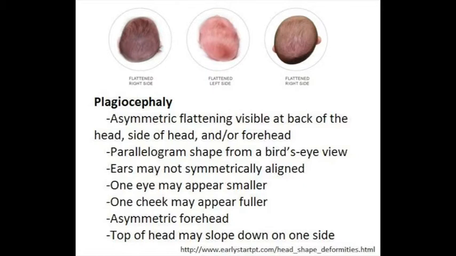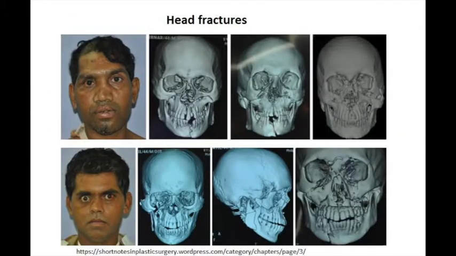Plagiocephaly. Asymmetric flattening visible at back of head, side of head and or forehead. Parallelogram shape from a bird's eye view. Ears may not symmetrically align. One eye may appear smaller. One cheek may appear fuller. Asymmetric forehead. Top of head may slope down one side. Head fractures.